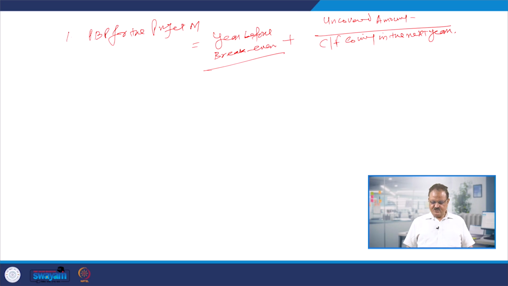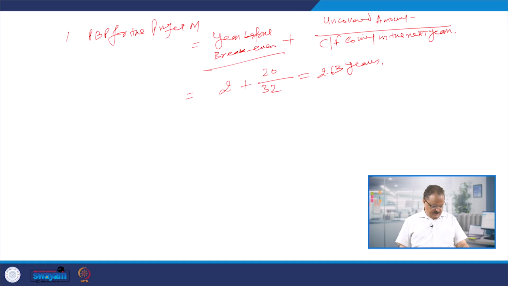So, how much is the uncovered amount? You have to take the uncovered amount, and in the denominator the cash inflow coming in the next year. For project M, the year before the break even is 2. We have already recovered 30 million, so we want to recover the remaining 20 million, and the cash flow coming in the next year is 32 million. If you divide 20 by 32, you find the exact non-discounted payback period for project M is 2.63 years.